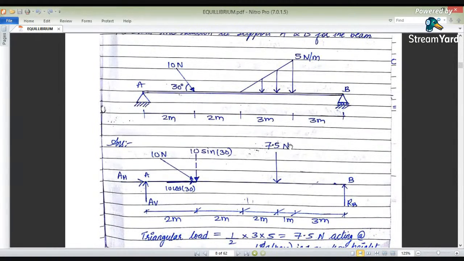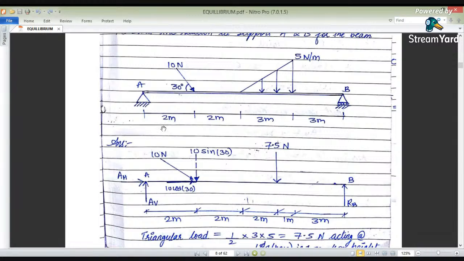After converting this, the value comes to be half into base into height, that is half into 3 into 5, which comes to 7.5. Again, it is acting at 2/3 and 1/3. So 1/3 of 3 is 1 meter, and 2/3 of 3 is 2 meters. So it has been applied at 1 and 2 meters. Again, we have resolved this 10 newtons along the x and y directions: cos theta horizontally and sin theta vertically.